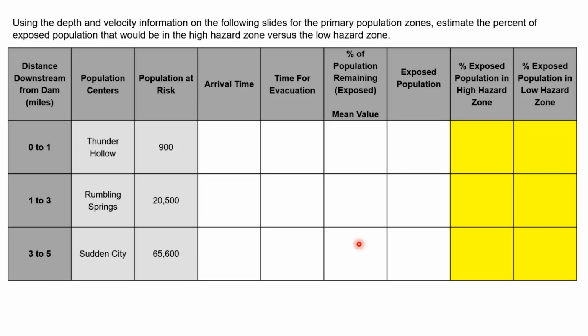So anyone just want a little bit more time? All right. How about let's run through Ample team. What did you get for percentage in the Thunder Hollow scenario? Say what? 100 and 0.